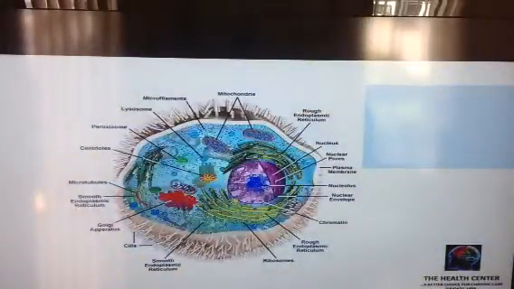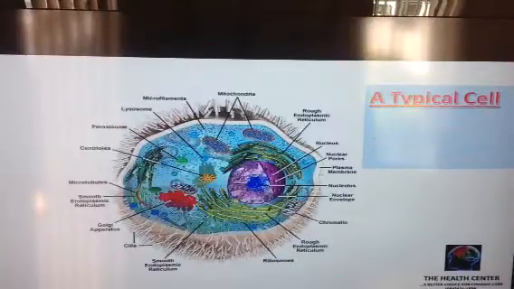This is a typical cell, just like any other cell in your body. It could be a liver cell, a kidney cell, a heart cell, or any other cell in the body. All cells have certain things in common. A typical cell has a cell membrane. It has a nucleus, which is where the DNA is located.